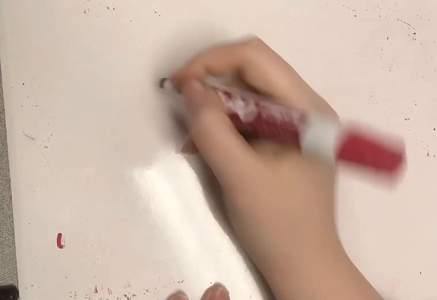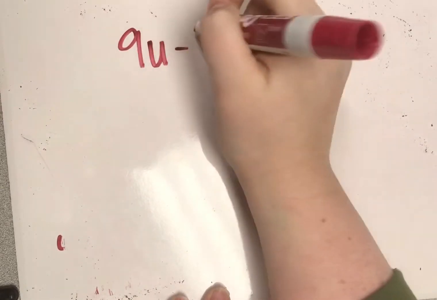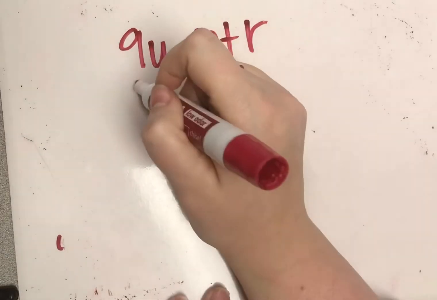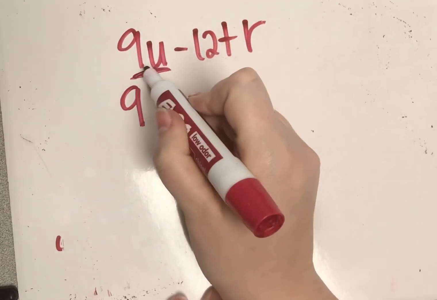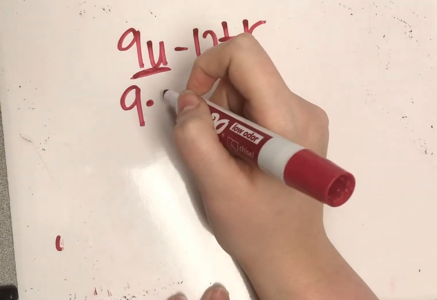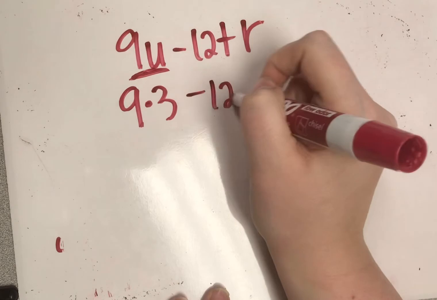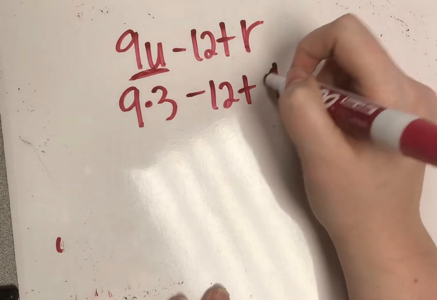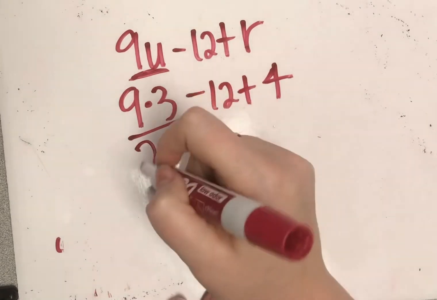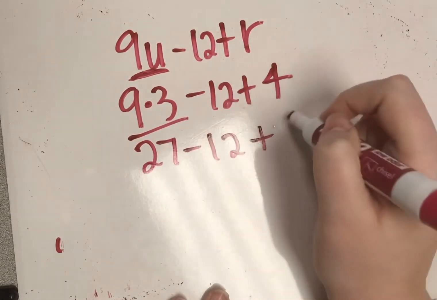Next, we are going to evaluate our expressions. We have 9u minus 12 plus r. U is 3, so 9, and then remember what's hiding here. Multiply 9 times u, so 9 times 3 minus 12 plus, instead of r, it is 4. So according to the order of operations, we're going to solve 9 times 3 first. 27 minus 12 plus 4.